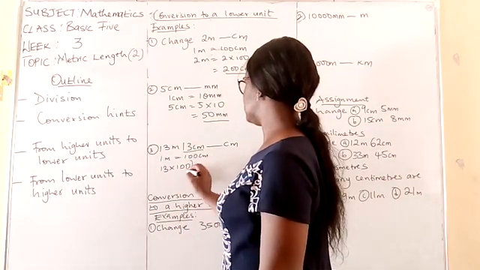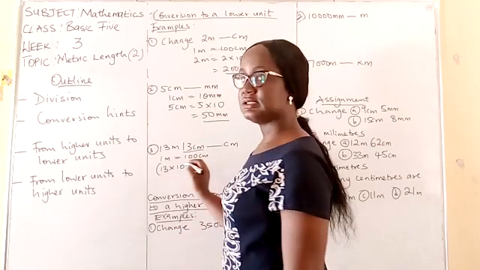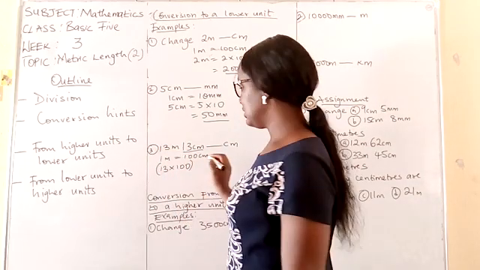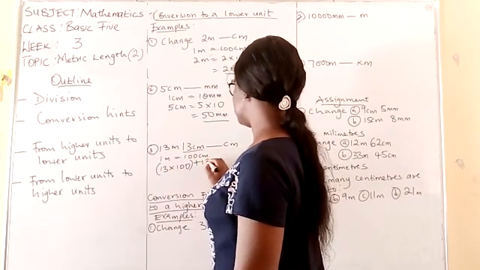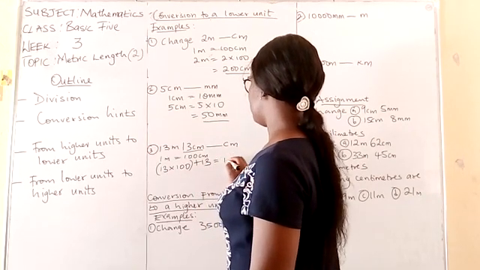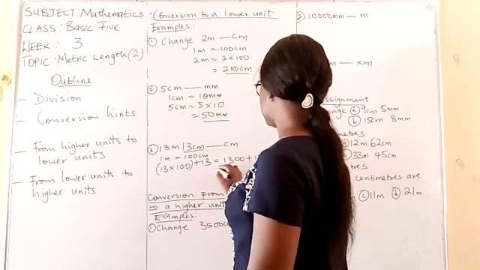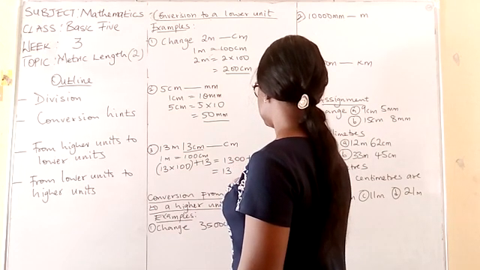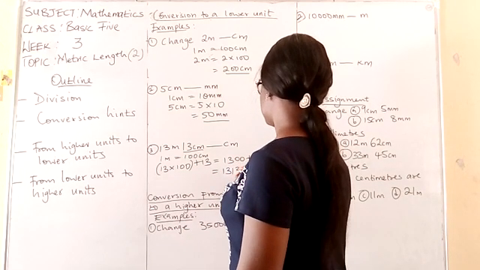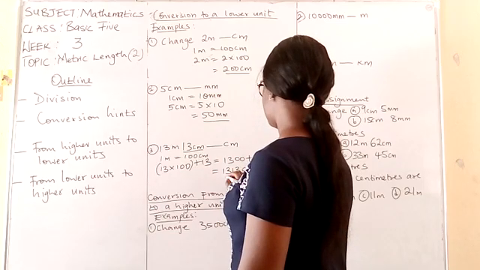So when we have 13, you know what to do. 100. 13 times 100 plus 13. Okay, that will be giving us what? 1300 plus 13. And that is 1313 cm.